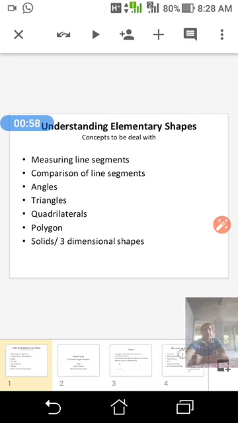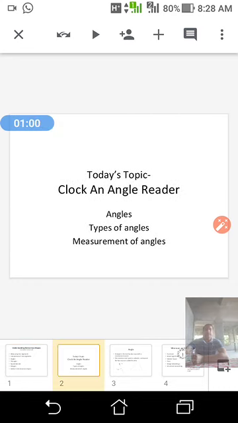As we have already discussed measuring line segments, our today's topic is regarding angles. What is the topic? Today's topic is clock and angle reader. Through this topic, we are going to deal with angle, types of angles, measurement of angles.